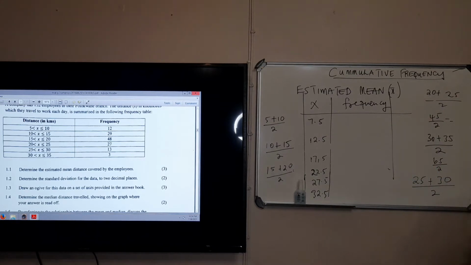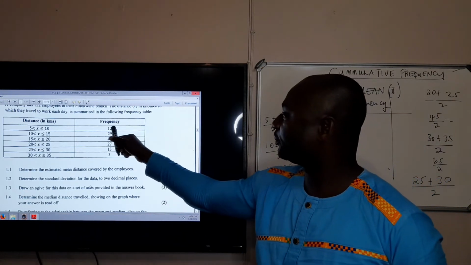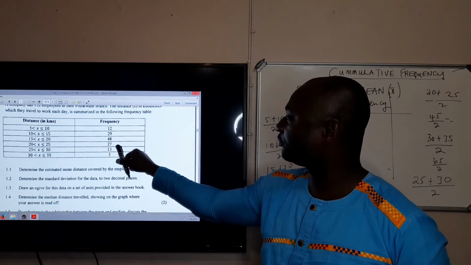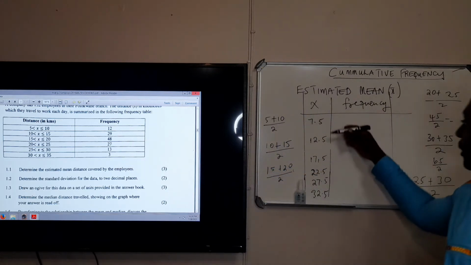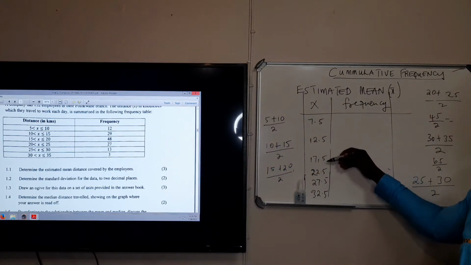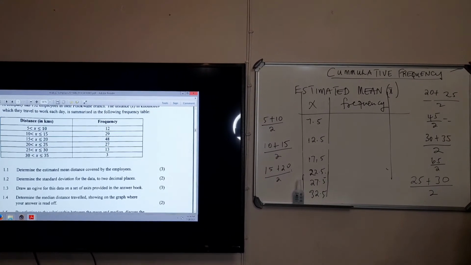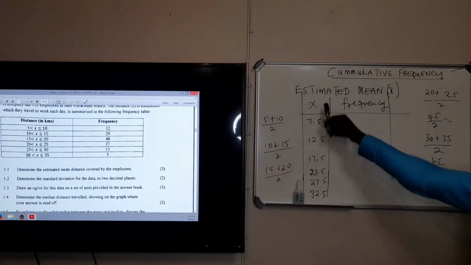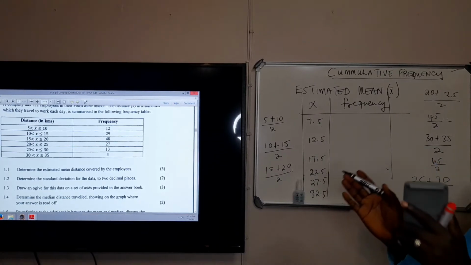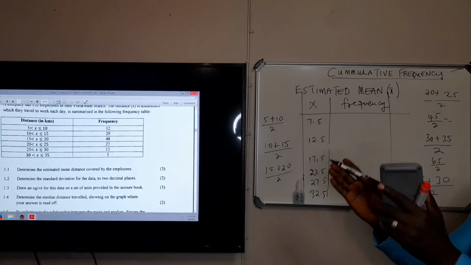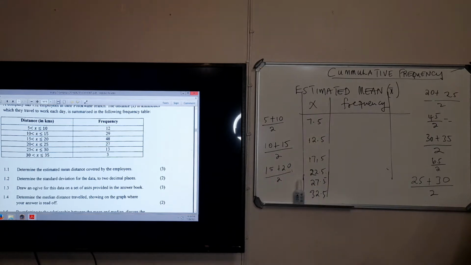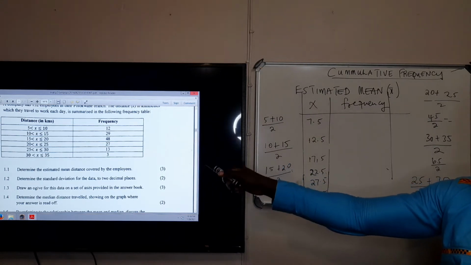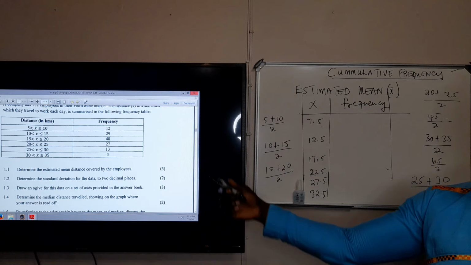How many data sets are there? We can see from the frequency: 1, 2, 3, 4, 5, 6. So let's see our x values: 1, 2, 3, 4, 5, 6. That tells you we are doing the right thing. To get the x values, you always add the interval that is given to you in the distance column, which is 5 and 10. You add it because we are dealing with grouped data.